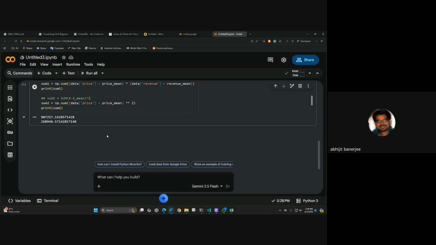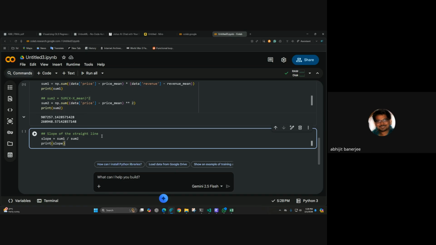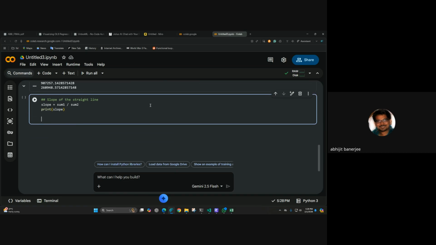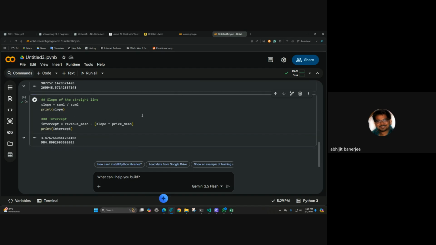Now that we have these two sums, what is my slope? The slope of the straight line is basically sum1 by sum2. And what is my intercept? Revenue mean minus slope into price mean. We had put up a bracket here, which is also right; you should be doing this bracket thingy. Now we have these two.